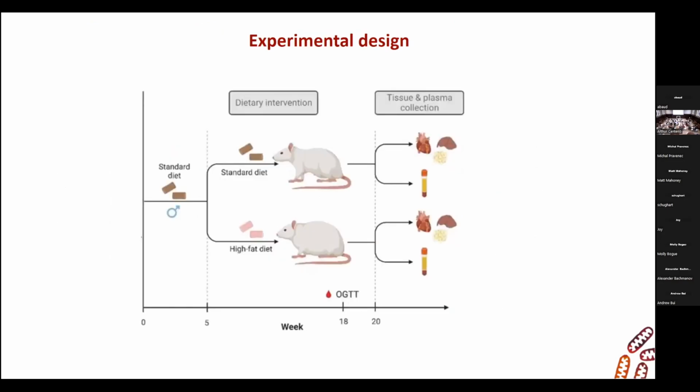This slide shows the experimental design. SHR and SHR conplastic strains were, after weaning, fed a standard or high-fat diet. At week 18, the oral glucose tolerance test was performed, and the animals were sacrificed and tissues collected for analysis.